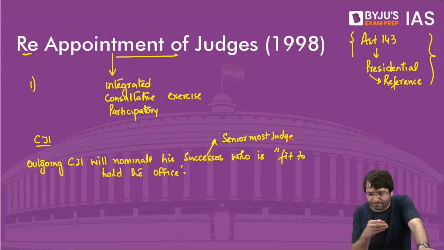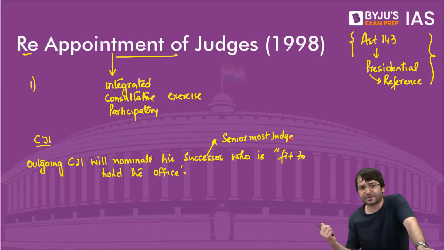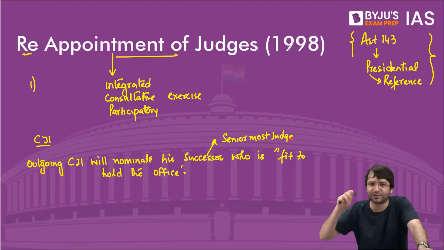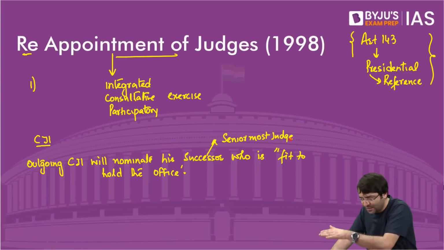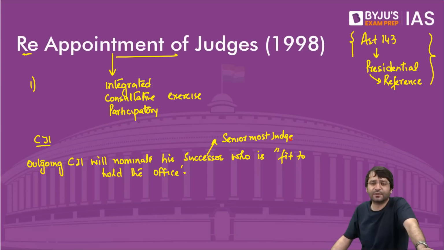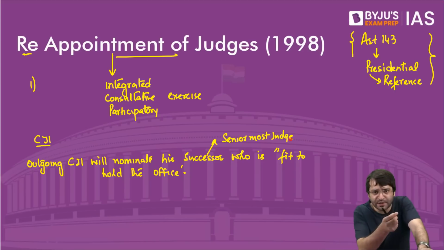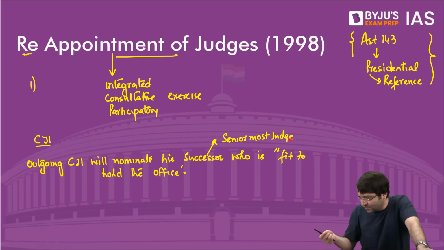Justice Deepak Misra, before his retirement, nominated Justice Ranjan Gogoi as the Chief Justice of India. Justice Ranjan Gogoi was appointed as the Chief Justice of India. Justice Ranjan Gogoi, before his retirement, nominated his successor, the senior most judge of the Supreme Court. That person was appointed as the Chief Justice of India. S.A. Bobde, the Chief Justice of India, nominated his successor, who is the senior most judge of the Supreme Court, Justice Ramana. Justice Ramana is now the Chief Justice of India.